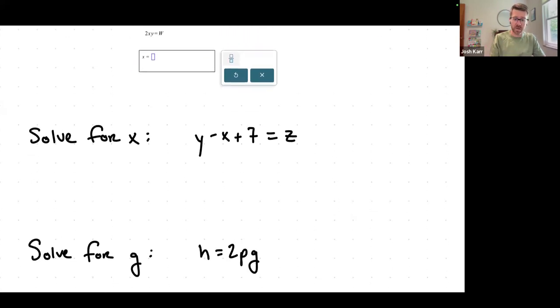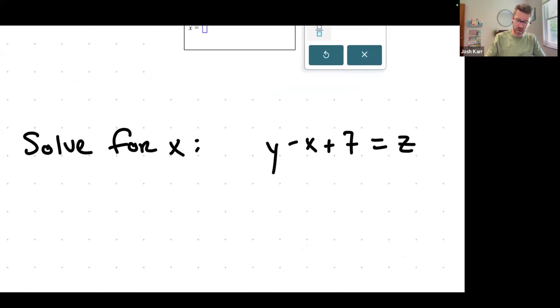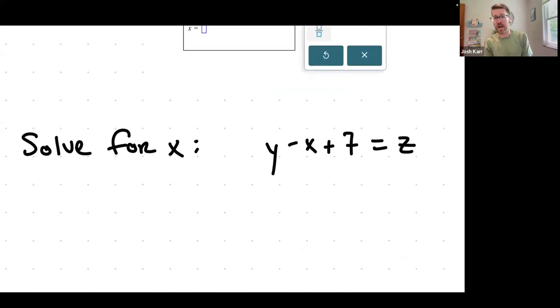In my first example here, we're being prompted to solve for x. So we've got y minus x plus 7. The things we need to move: we need to move this y, we need to move this 7. This x also has a negative in front of it, so we're going to have to navigate that as well. There are several different ways to do this one.